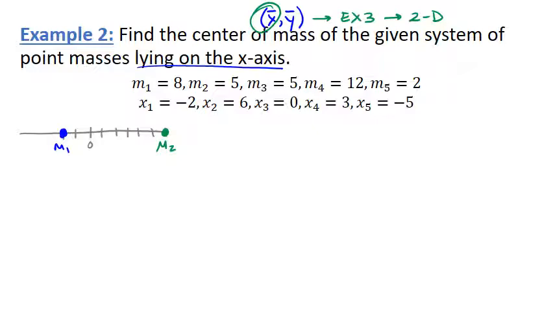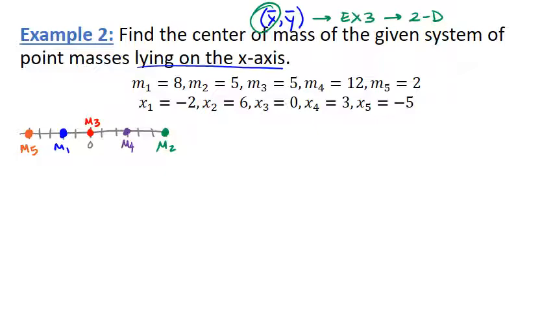M2. M3 is at 0. M4 is a distance of 3. And then finally, M5 is at -5, which is here.